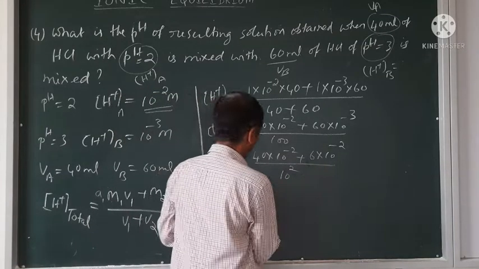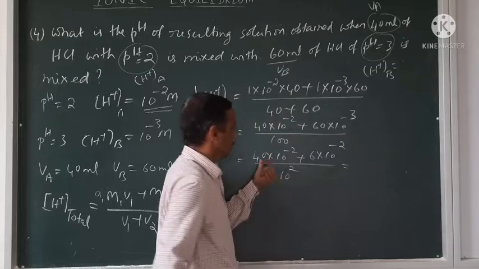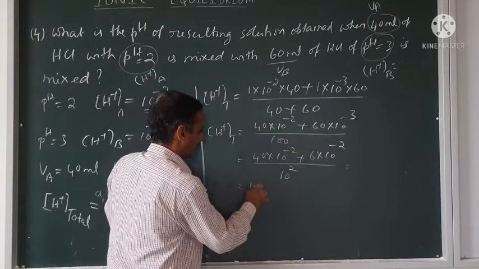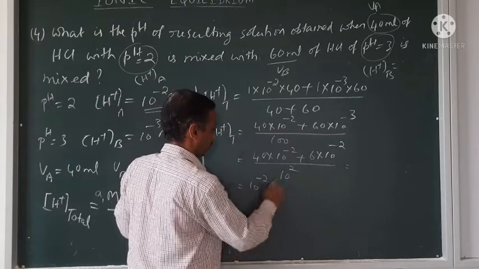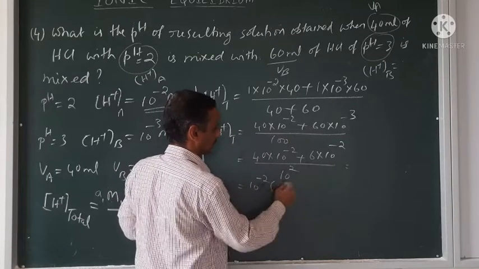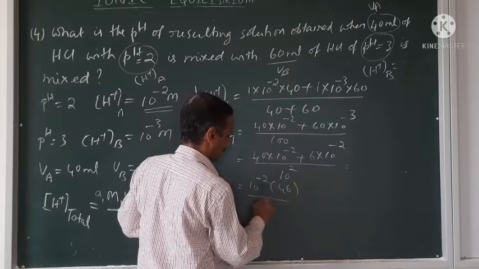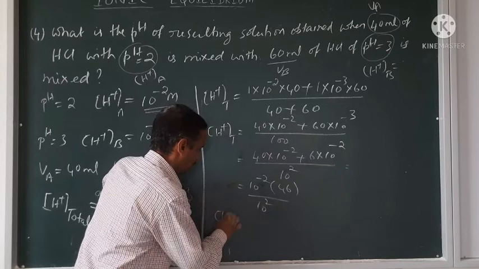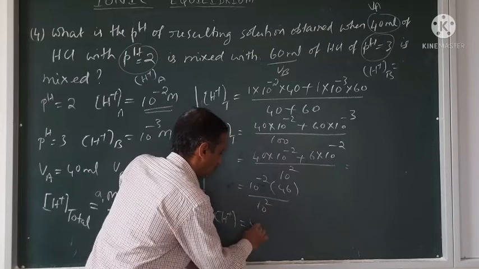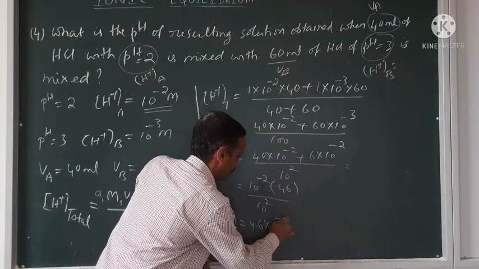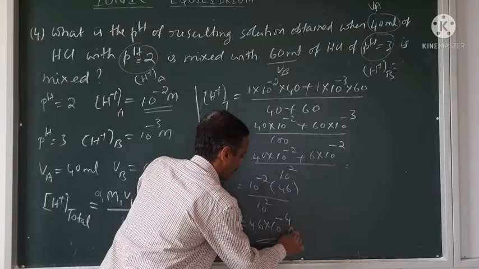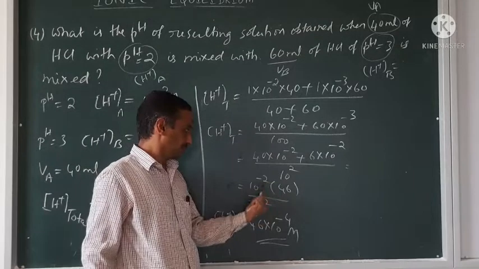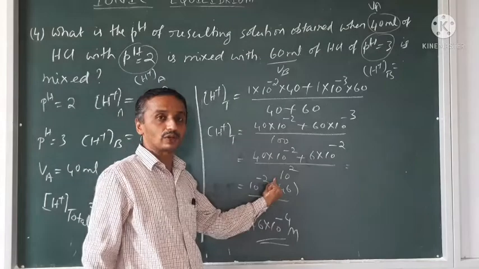So, what do I get? 10 to the power minus 2 is common. Then 40 plus 6, 46, divided by 10 to the power 2. So the net H plus concentration is equal to 46 into 10 to the power minus 4. Why? Because 10 to the minus 2 and 10 to the plus 2 come to the numerator.